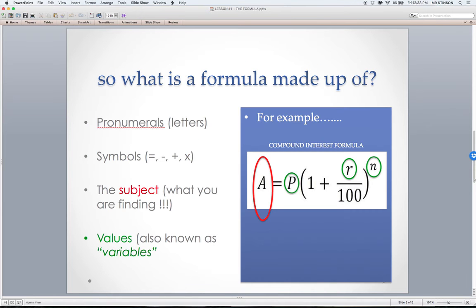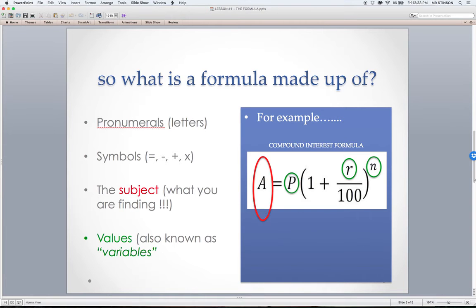So what is a formula made up of? This is important. Let's have a look. Pronumerals. These are the letters that you find in algebra that every formula will contain. Symbols, such as equals, minus, plus, times, brackets, all the symbols in maths that you have seen before. Now the next two parts are very important.